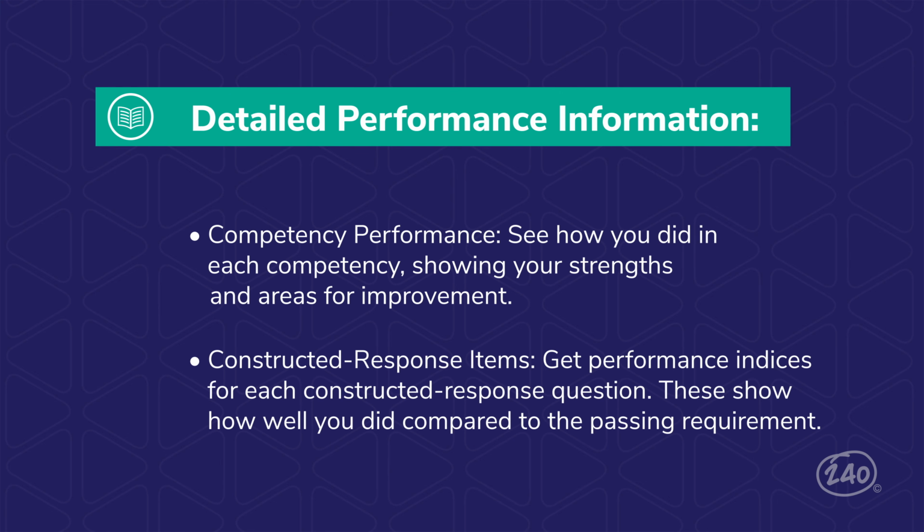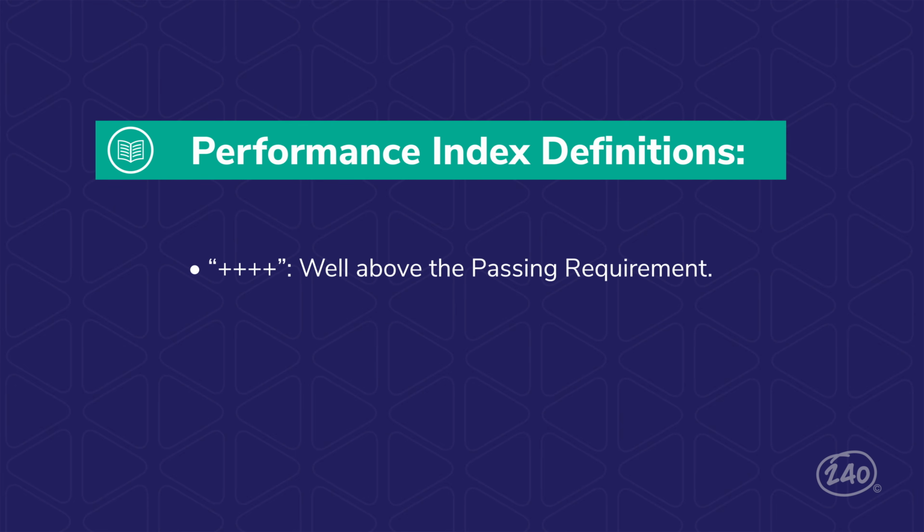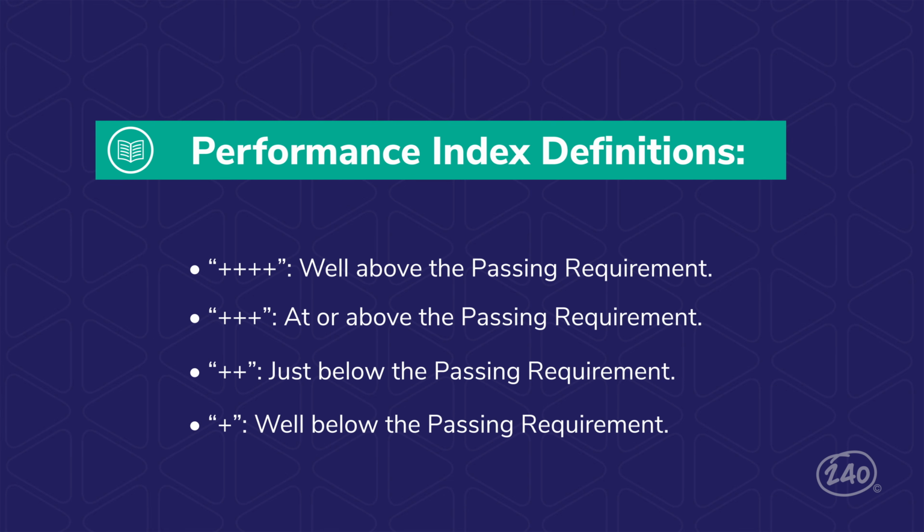Constructed response items. Get performance indices for each constructed response question. These show how well you did compared to the passing requirement. 5, performance index definitions. 4 pluses, well above the passing requirement. 3 pluses, at or above the passing requirement. 2 pluses, just below the passing requirement. 1 plus, well below the passing requirement.